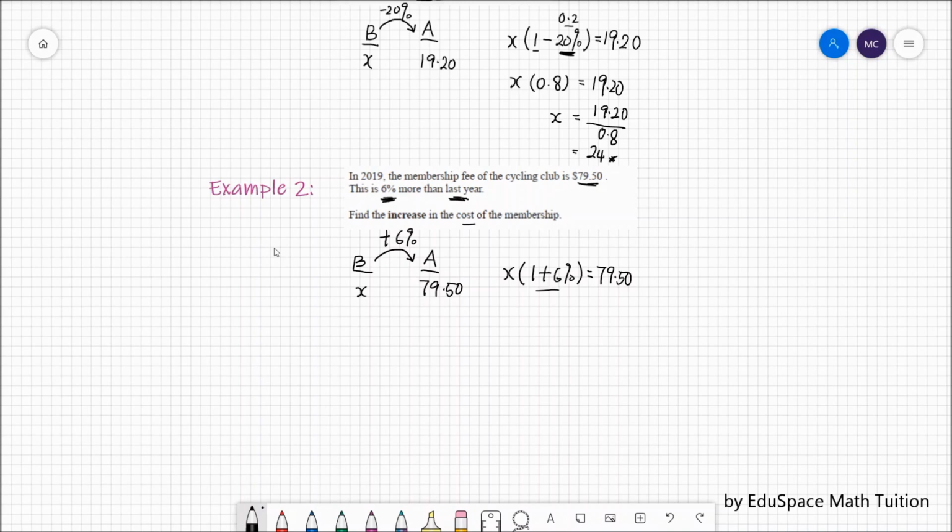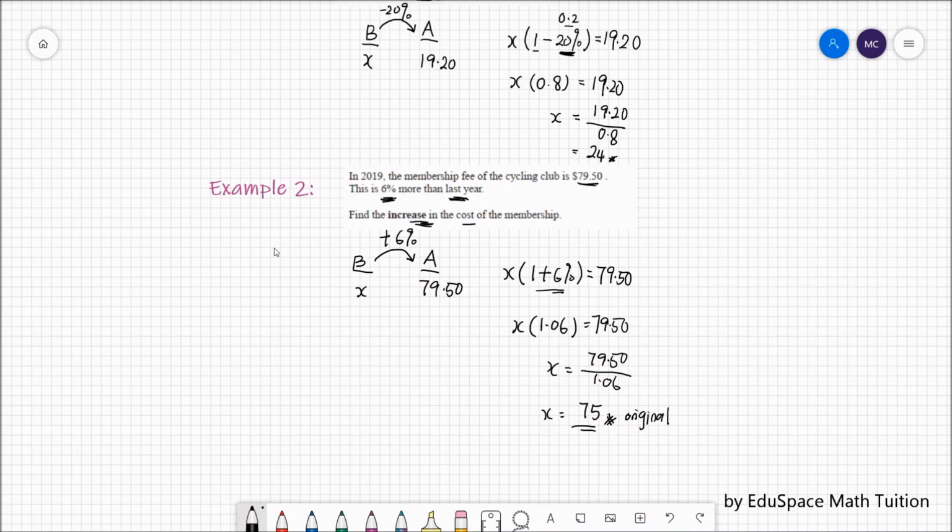So again, if you convert this into a decimal number, we should be getting x multiplied by 1.06 equals to 79.5. Therefore, in order to find the x value, we will use 79.5 divided by 1.06. So this should give us the value of 75. So this is saying that our original value is $75.